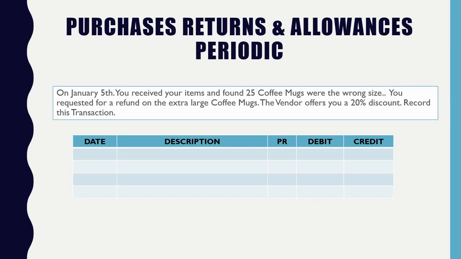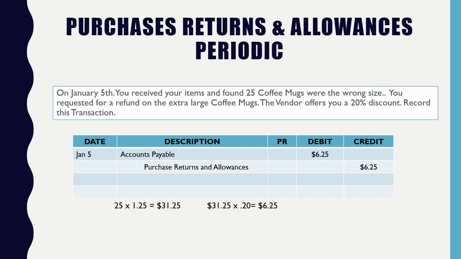So in this case, we're going to take those 25 mugs and multiply by $1.25, because that's how much each cup cost me originally. From there, I'm going to take an additional 20%, so I multiply that by 20% to get a grand total of $6.25. And because this isn't a full refund, it's basically going to be called an allowance.